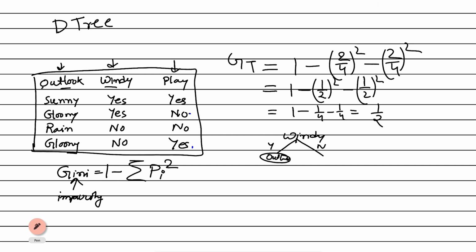So under yes, 2 things are there, Sunny and this is Gloomy. In that case the last thing will be play yes, and this is play no. Again here also the Outlook under Rainy and Gloomy.